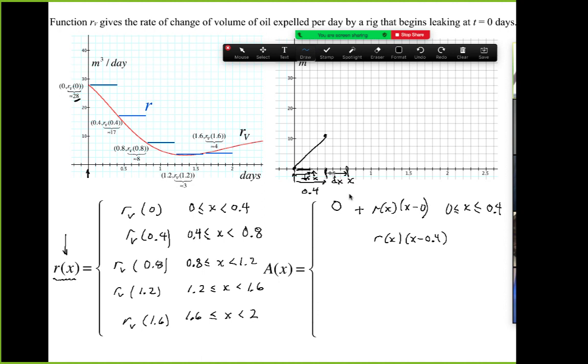So that's dx times the rate in this interval, which will give us the change in y, and then what? Then we add our initial value. Is it the value from the last interval? So 11.2? Yeah, but don't write 11.2. We can write A of 0.4.